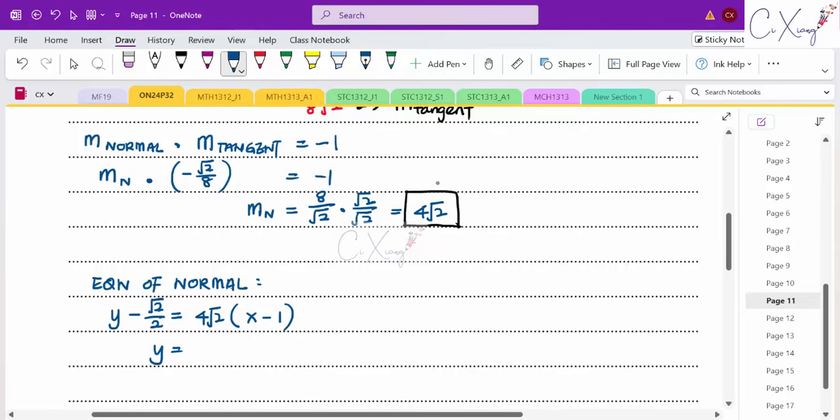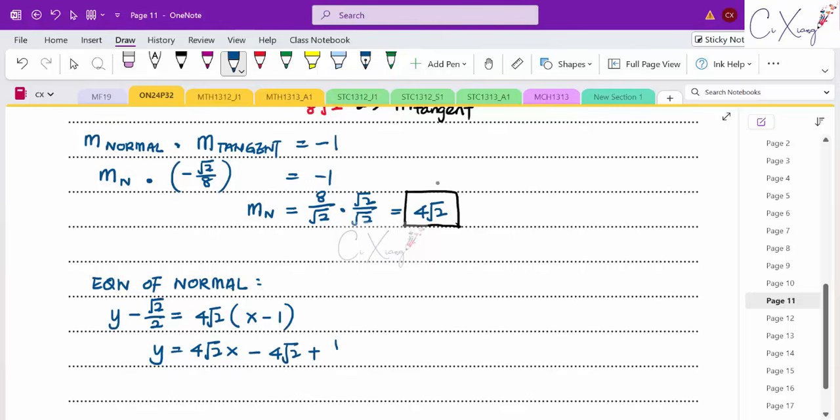Okay, so we try to rephrase everything: 4 sec 2 x minus 4 sec 2 plus half sec 2. Then we can further simplify them. So the sec 2 you can treat it like an apple. So you're having negative 4 apple plus half apple. By right you should be having negative 7 over 2 apples.